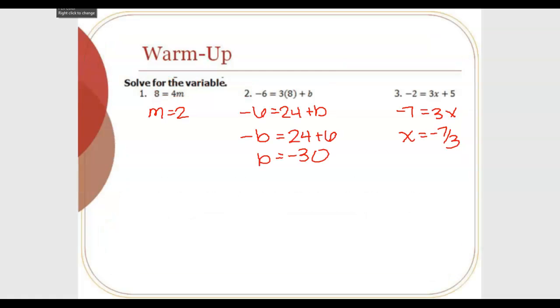All right, so for the warm-up, you are solving for the variable in the problem. In that very first example, we have 8 equals 4m. So the value of m that makes that true is 2.